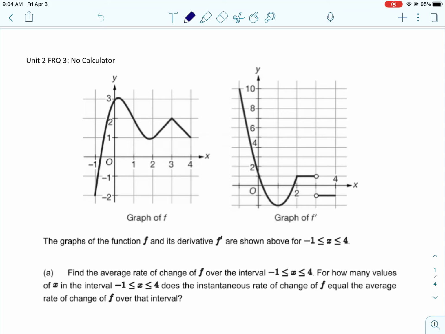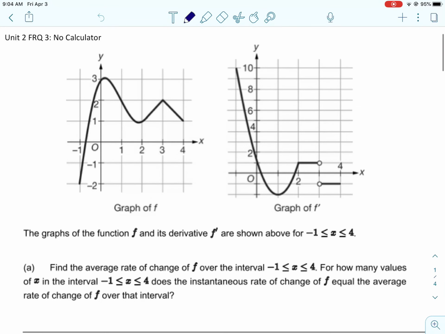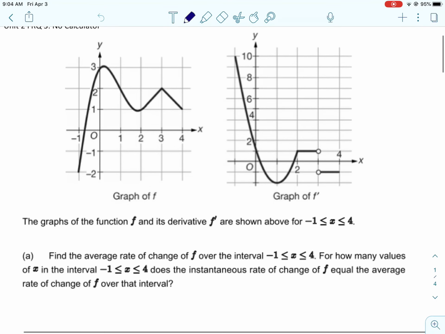Unit 2 free response question 3 is a no calculator question, and it uses a lot of the things that we did in the other two free response questions with one extra thing thrown in there. So you guys are getting some good review over topics that are typically tested. Again, I'm not super sure how the test is going to go this year, but I'm preparing you as best as I know how. So on this one, we have the graph of f and the graph of f prime.